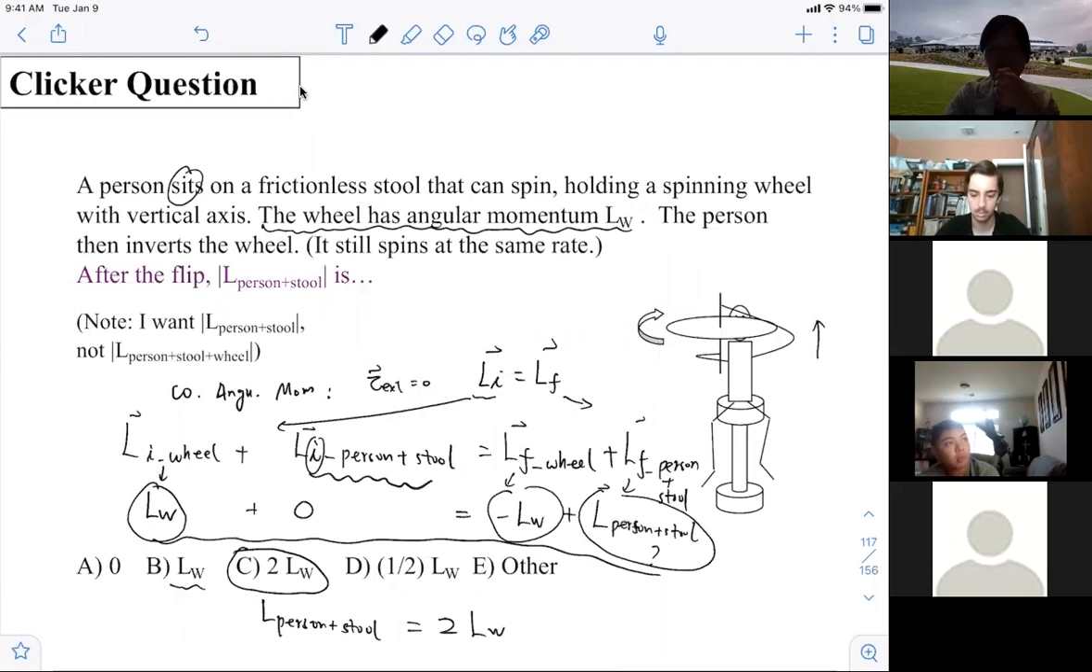But if you already were holding a wheel that was spinning, so someone else must have already made the wheel spin and hand it over to you, and then you flip it, then you're going to pick up 2LW. So that's a little subtlety here.